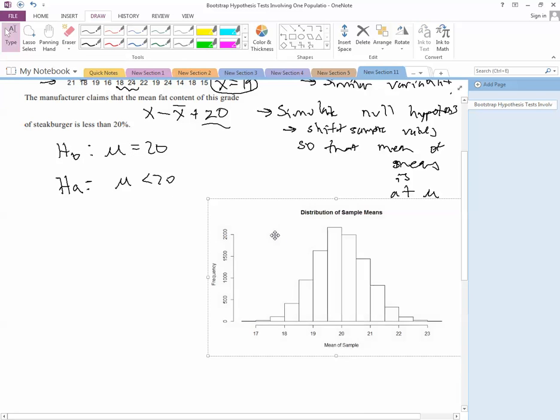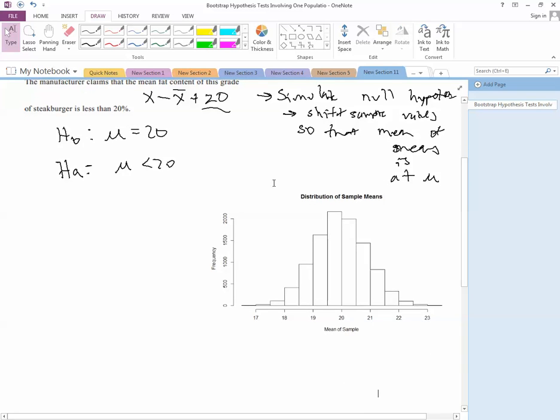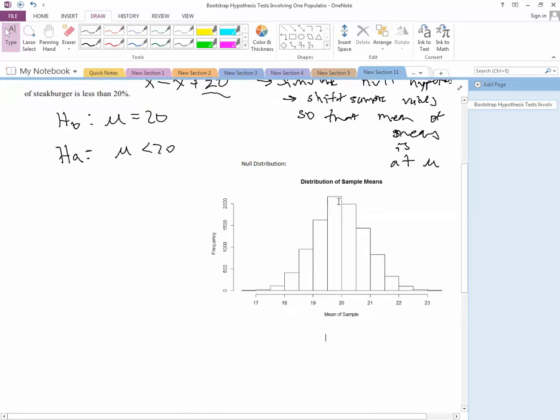And now this is what we call my null distribution. I'm simulating my null distribution. This is how I would expect the sampling distribution of means to look if in fact mu sub x bar was 20. So what I'm looking at here is, this guy is mu sub x bar. Mu sub x bar equals 20, and then of course sigma sub x bar would be whatever the standard deviation of that population is divided by the square root of n. But I don't really care about that.